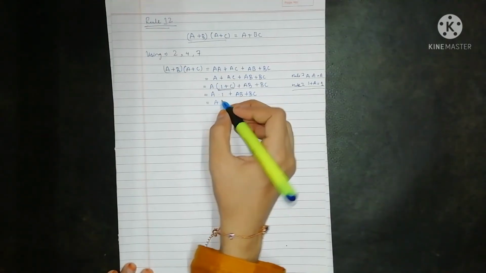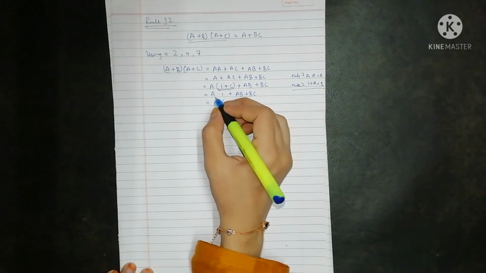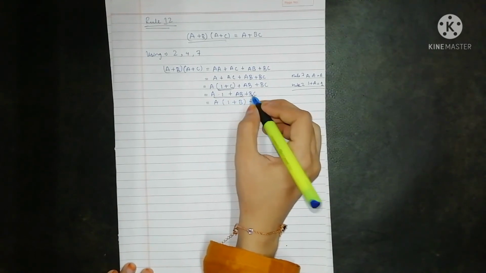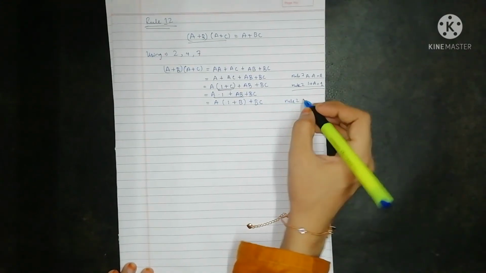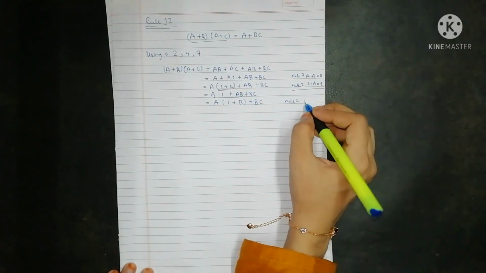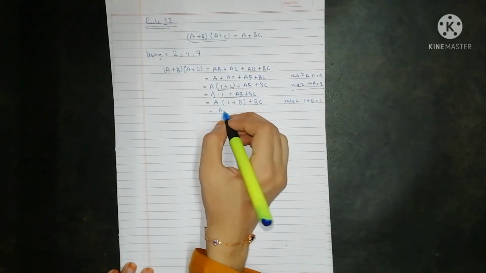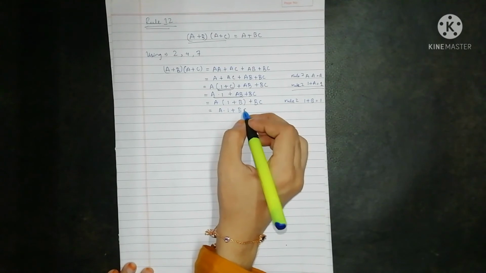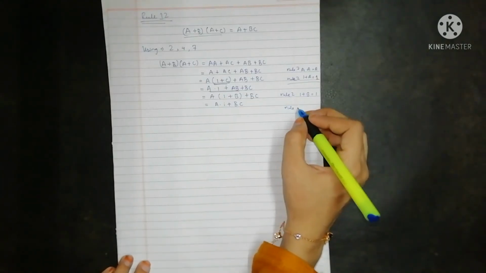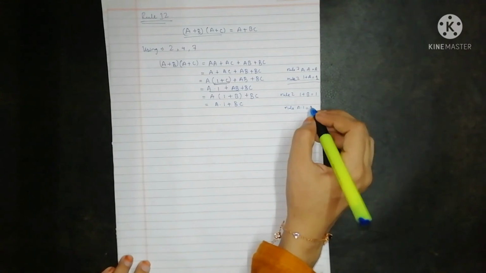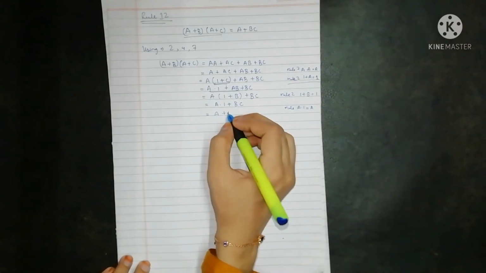We will again take A common. So we are left with 1 + B, and this term as it is, that is BC. Now rule 2 says 1 + A is equal to 1. So 1 + B will also be equal to 1. So again A into 1 + B into C. Now we have the rule which says A into 1 is equal to A. So A into 1 is A + B into C.